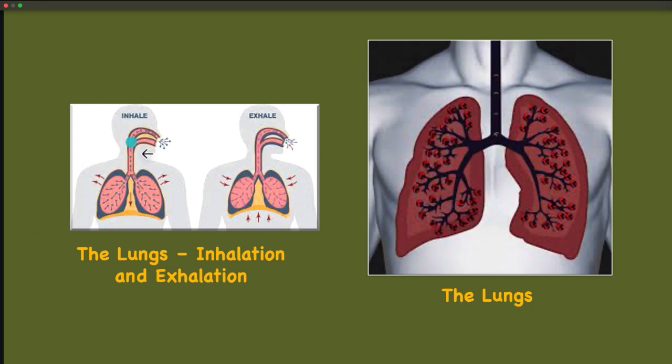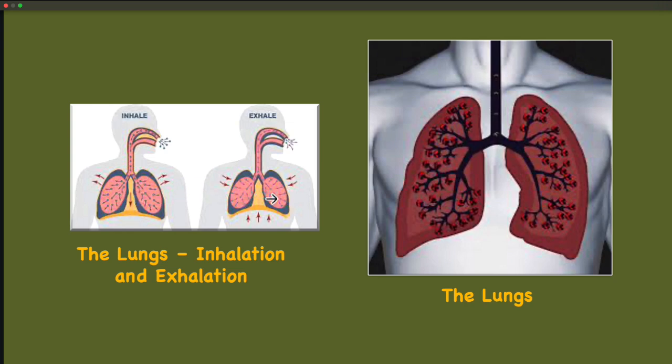On the left side of this image, you see the process of inhalation. When you inhale, your lungs fill with air, expanding like a balloon. This is the moment when you prepare to speak, gathering the air needed to create sounds.